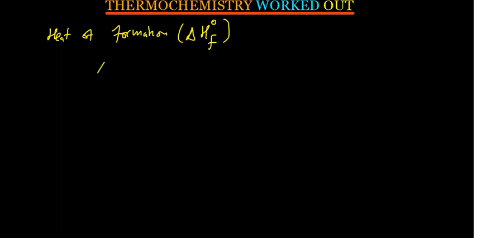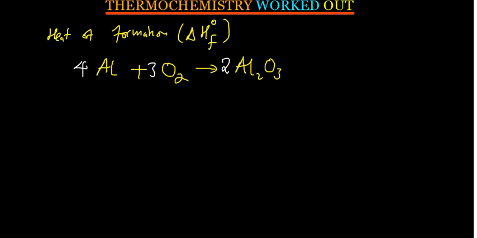So let's say we have aluminium reacting with oxygen to form bauxite, aluminium oxide. If we balance this reaction, we can first balance the oxygen by putting a 2 here and a 3 here, then we balance the aluminium by putting a 4 there. The heat of formation for this reaction is given by the summation of the heats of the products minus the summation of the heats of the reactants.